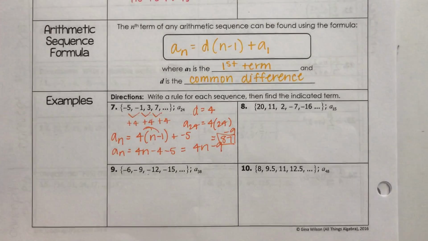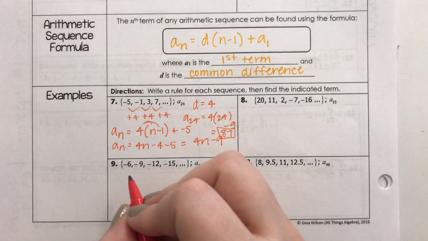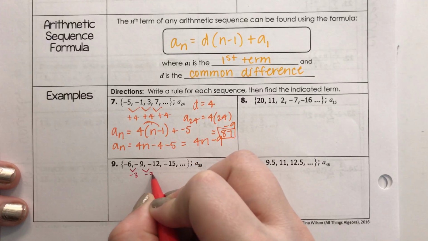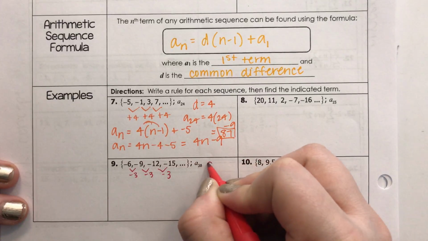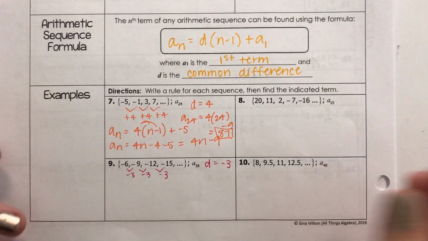Let's see if I can do the next example without using up all of the room on the paper. What color do I want to do? Let's do red. Why not? Let's find the common difference in number 9. This is going down by 3, down by 3, down by 3. So our common difference is negative 3 because it's going down by 3 each time.